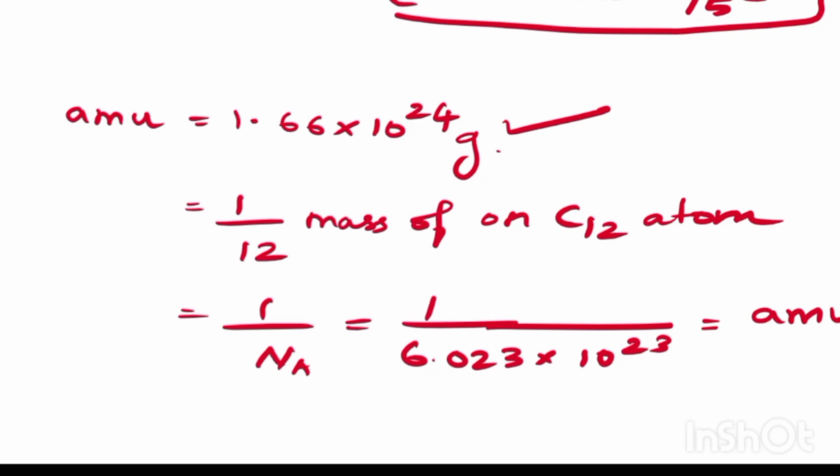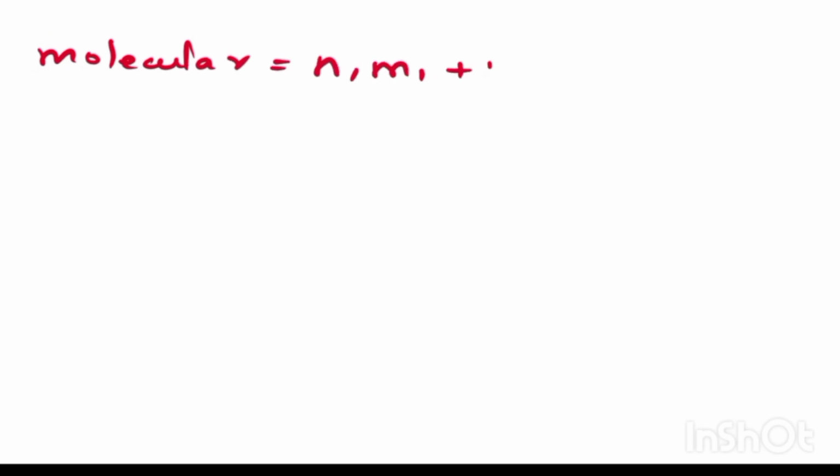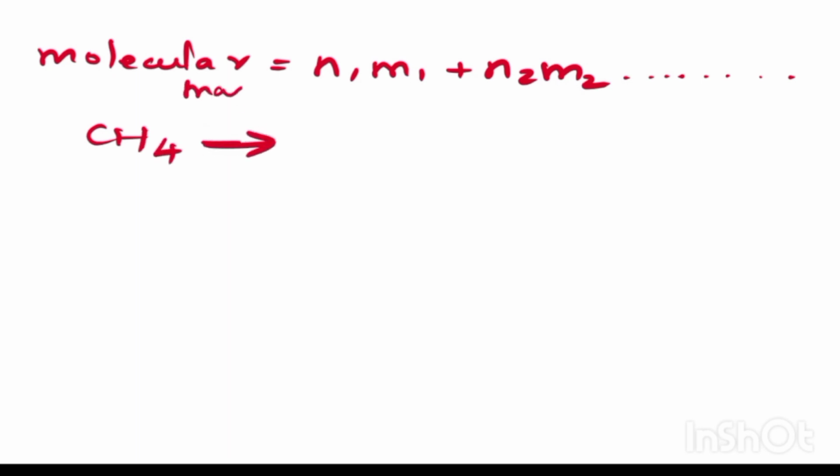Okay, so next we will see how to find molecular mass. How will you find molecular mass? Molecular mass is actually equal to N1 into M1 plus N2 into M2 and so on. So what does this imply? For example, you have CH4. How will you find out the molecular mass for CH4?